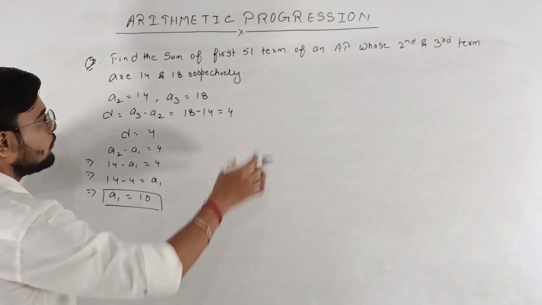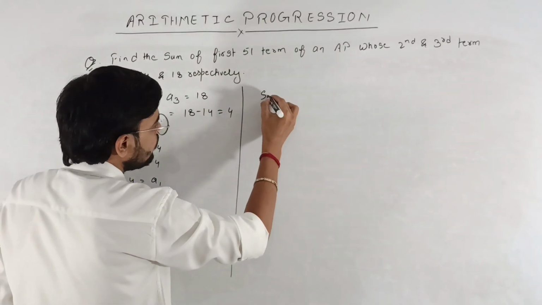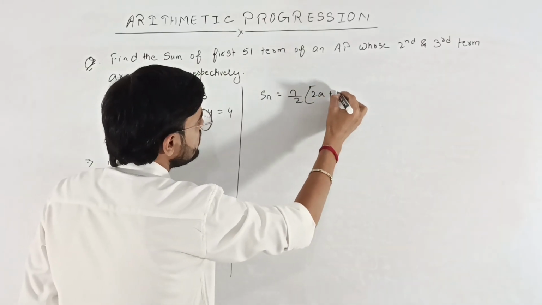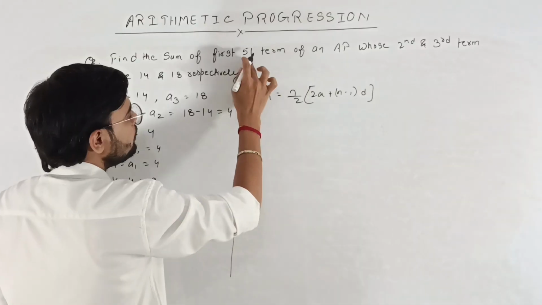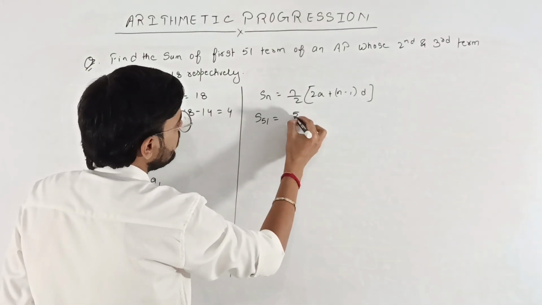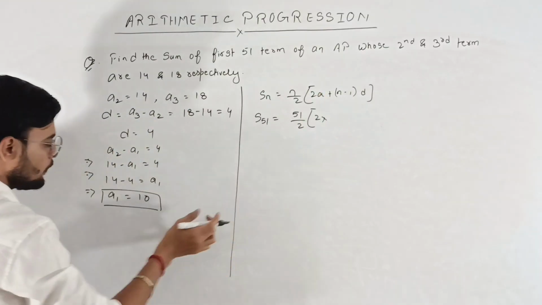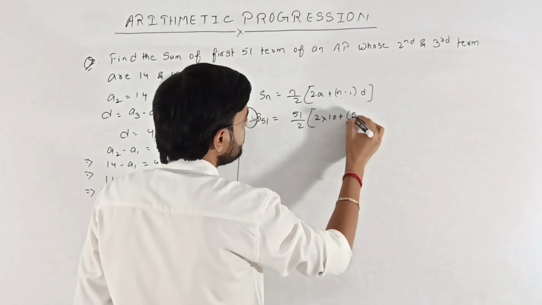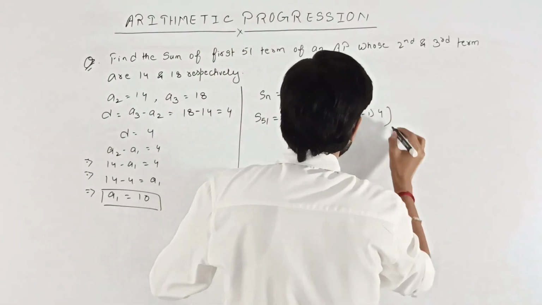Now we have to find the sum of the first 51 terms. So Sn is n upon 2, [2a plus (n minus 1) into d]. Now the sum of the first 51 terms, which means S51, is equal to 51 upon 2, [2a, where a is the first term, which is 10, so 2 into 10, plus (n minus 1), which means 51 minus 1, into d, which is 4]. So I write here 4.